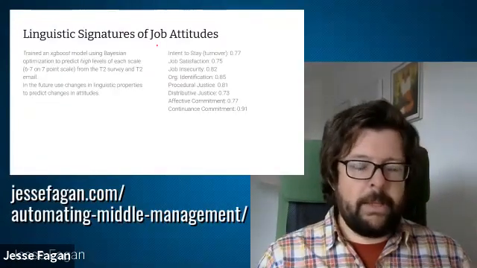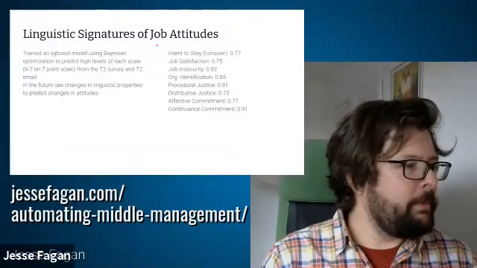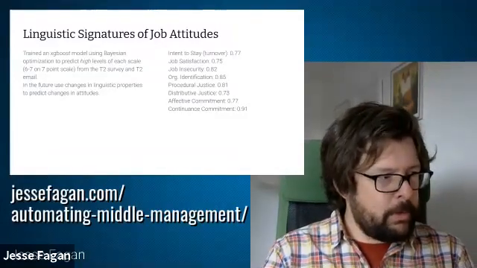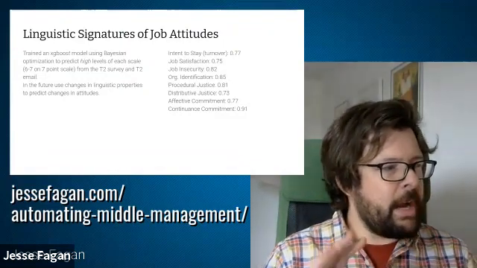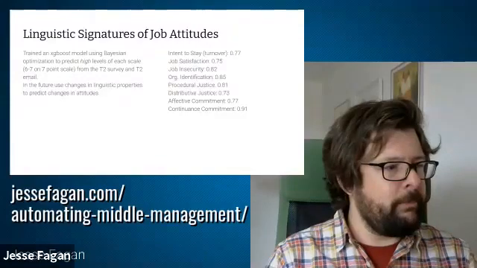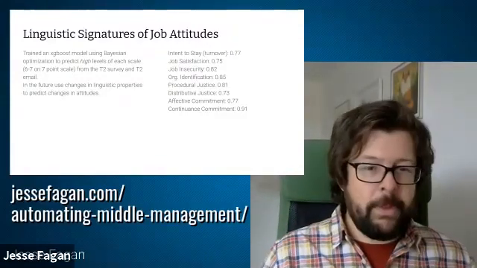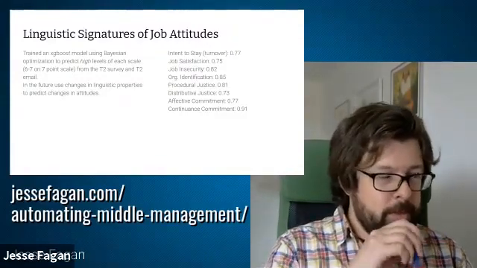Here are some mechanical details. I used an XGBoost model and optimized it with Bayesian optimization, and I dichotomized the scale. We can debate that ad nauseum. The continuous scale didn't work nearly as well.